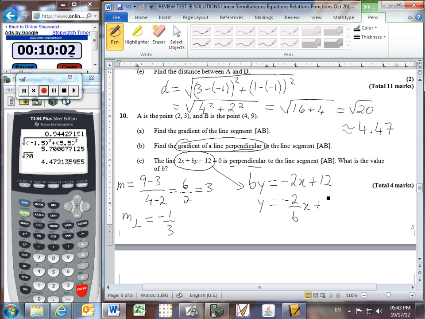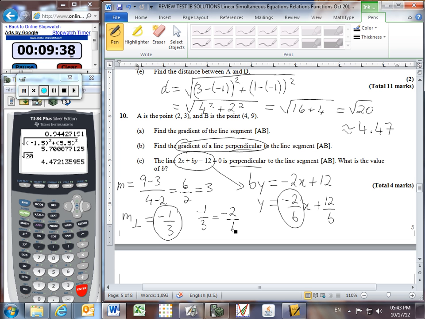We have to divide the first term by b and the second term by b, everything divided through by b. Now look, this is the slope of the perpendicular line, and this is the slope of the line which we've been told also is perpendicular. So because these lines are both perpendicular to AB, they must both have the same slope. So negative 1 over 3 must be equal to negative 2 over b.